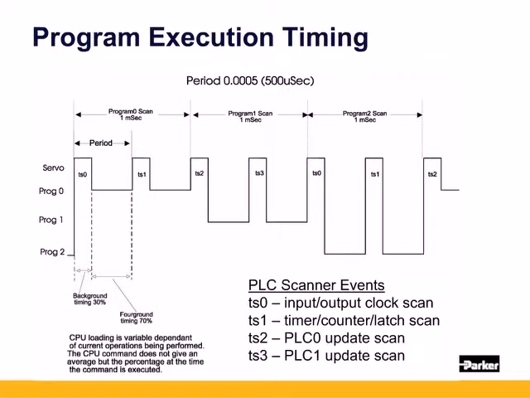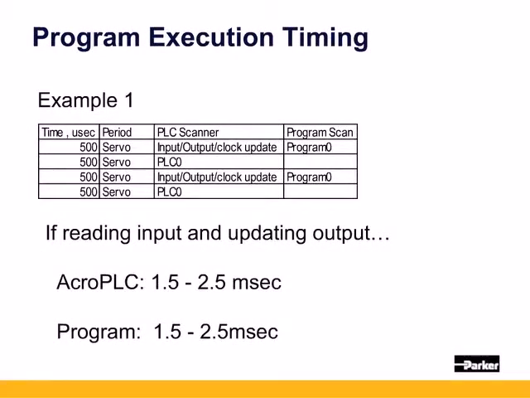Memory is assigned to the PLC program in the memory section of the configuration wizard, similar to the AcroBasic programs. As an example, 2 PLC programs running at the default 500 microsecond servo rate will be serviced every 2 milliseconds. One interrupt for the input-output clock scan, one interrupt for the timer counter latch scan, and one interrupt for each of the PLC program scans. All 8 PLC programs would be scanned every 5 milliseconds.